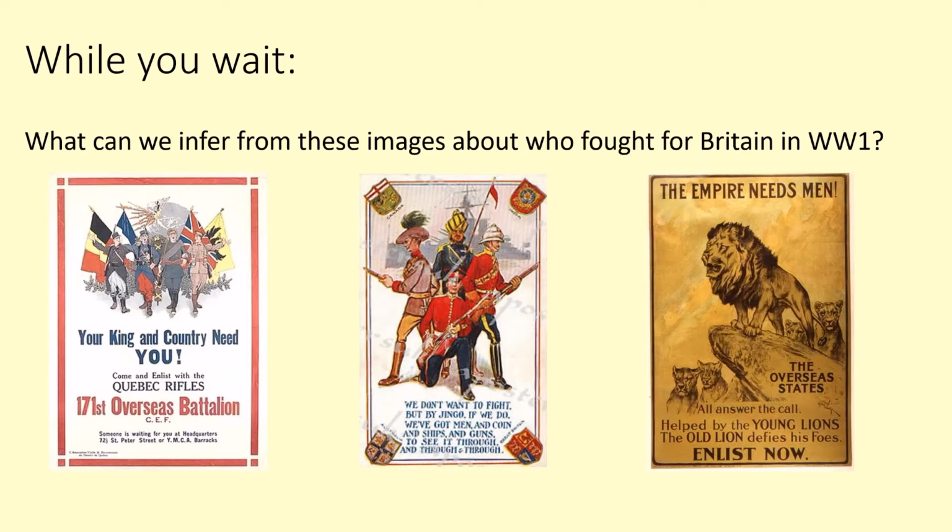So hopefully from these posters you will have picked up some sort of idea of empire. We've got the one on the left here which is talking about being enlisted, and it's the Quebec Rifles. Some of you might have picked up that Quebec is part of Canada and Canada was part of the British Empire. The third one, with the lions, literally says the empire needs men, calling upon people from the empire, and it says there the overseas states. So it's asking people from around the empire to join. And then finally in the middle there you've got different soldiers of the British Empire. So the link here is the inference about empire.